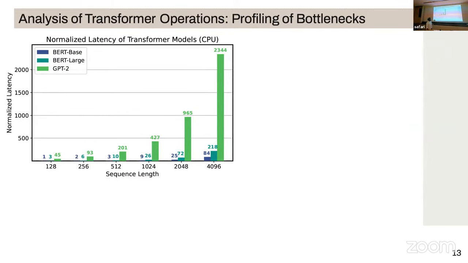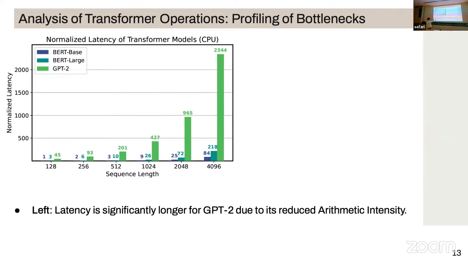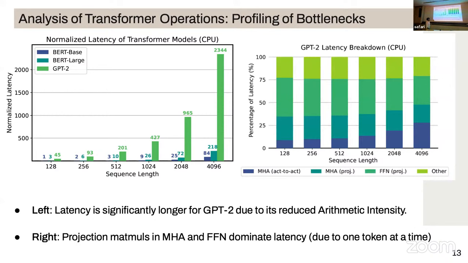And then for decoder style models, GPT-2, that's the light green one, we see we have way more latency due to the autoregressive nature of the model. And it has a significantly longer latency due to its reduced arithmetic intensity. And if we look at what's causing the latency, we see a slightly different relation, where at all points it's actually the matrix multiplications, which are the vector matrix multiplications, that dominate the latency.